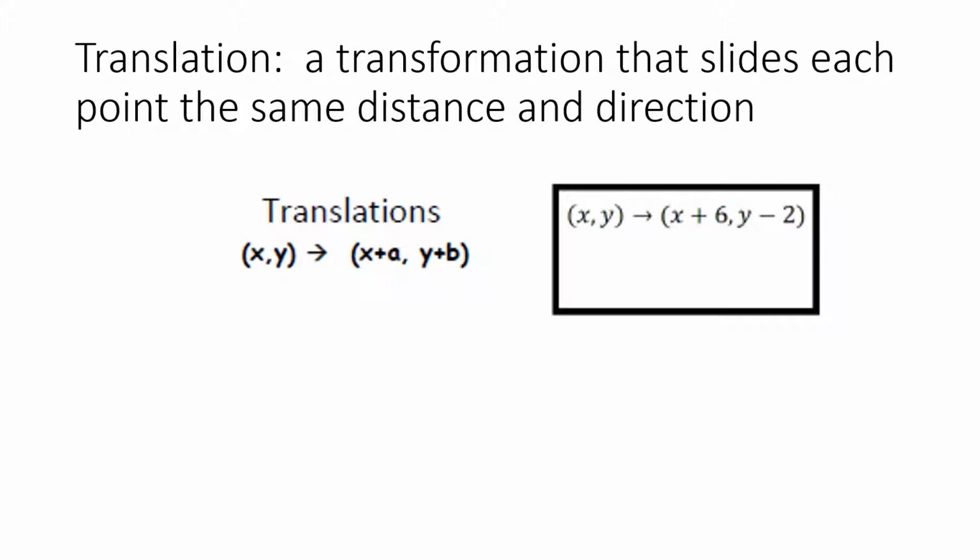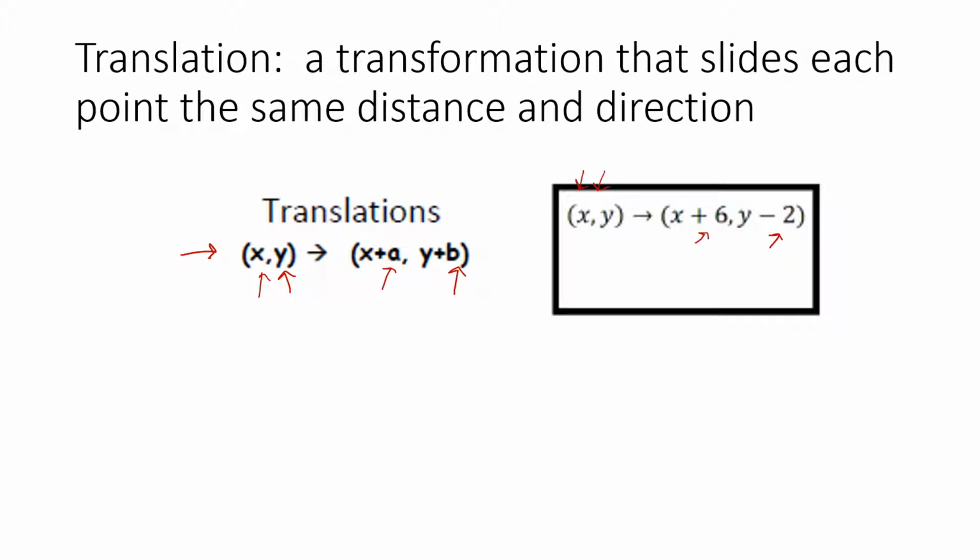A translation is a transformation that slides each point the same direction and the same distance. If we look here, this is what we refer to as our generic notation for translations. We're going to take this x value here and move it a units. Likewise with my y, I'm going to move it b units. So when I look over here at my first example in this box, I'm taking the original x, y ordered pair, and it looks like I'm moving x 6 and I'm moving y down 2.